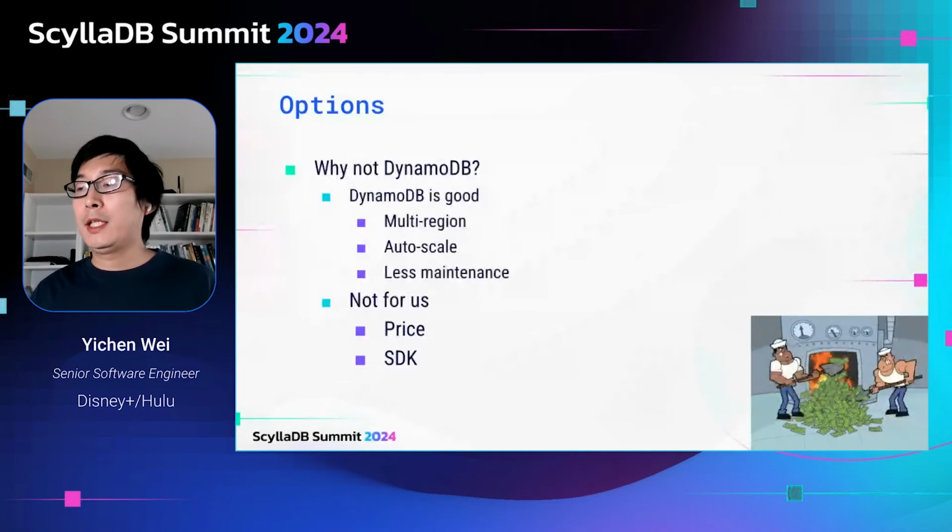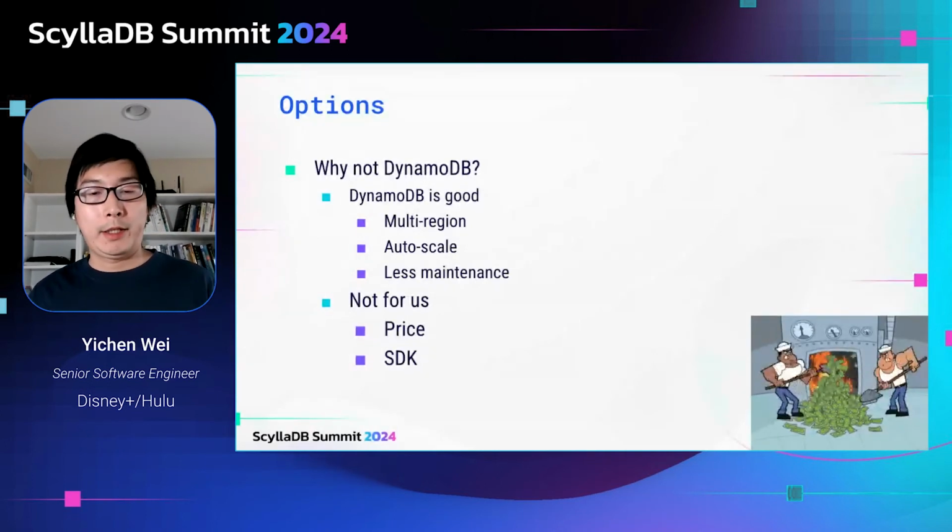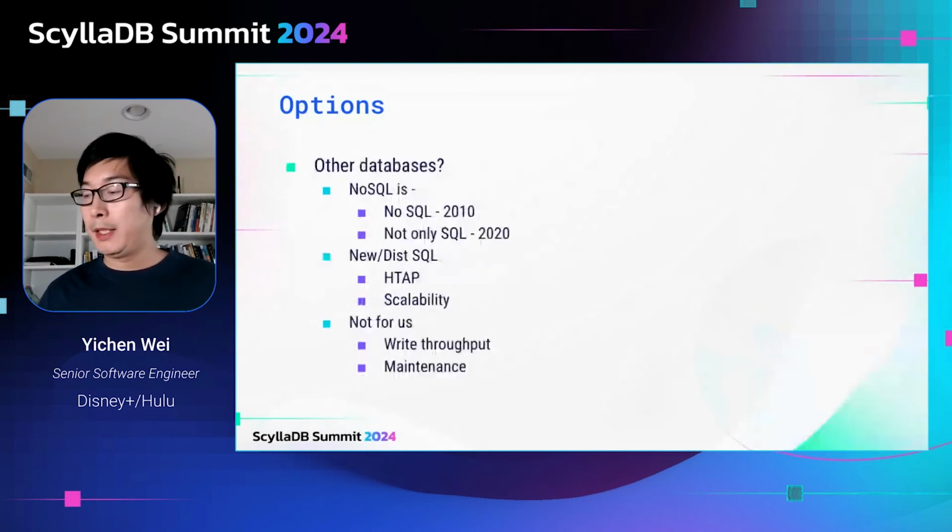Last year at re:Invent, Dr. Werner talked about the frugal architecture. Then we decided not to use DynamoDB because of the frugal architecture. Next, please.